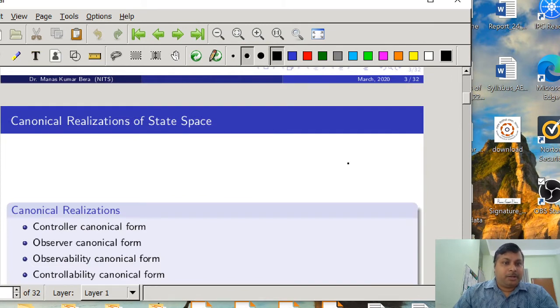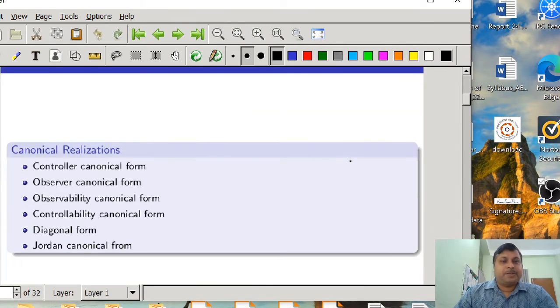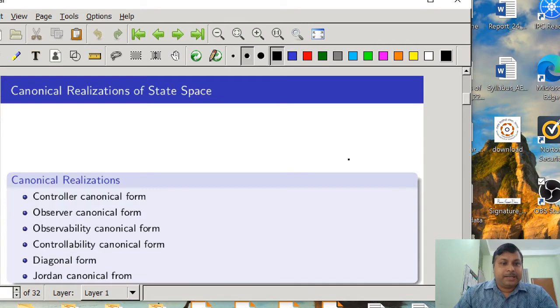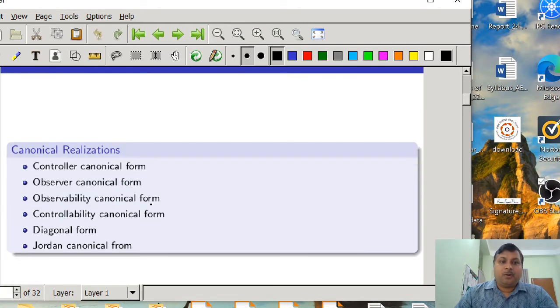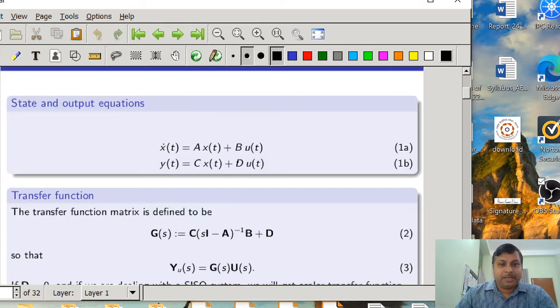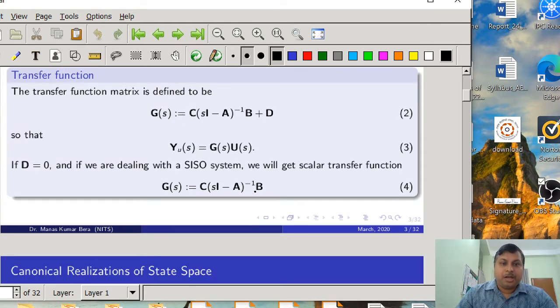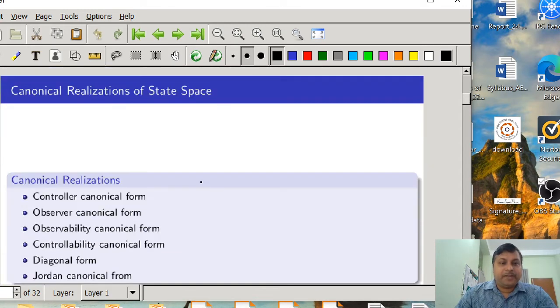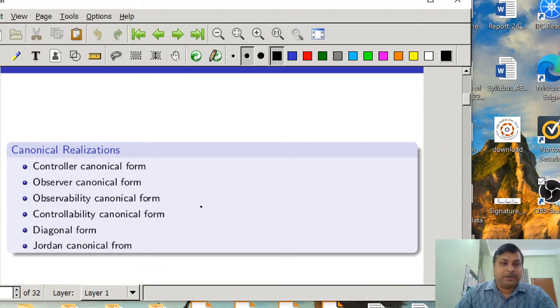Now the canonical realizations of the state space that we are going to discuss are the controller canonical form, observer canonical form, observability canonical form, controllability canonical form, diagonal form, and Jordan canonical form. In the last lecture we saw how to compute the transfer function if a state space model is given. Now in this lecture we will do the reverse, that is, if the transfer function is given, then how we can find these canonical realizations.